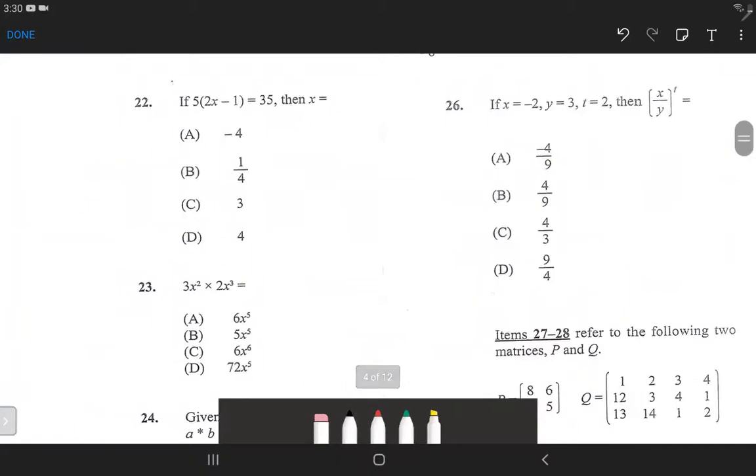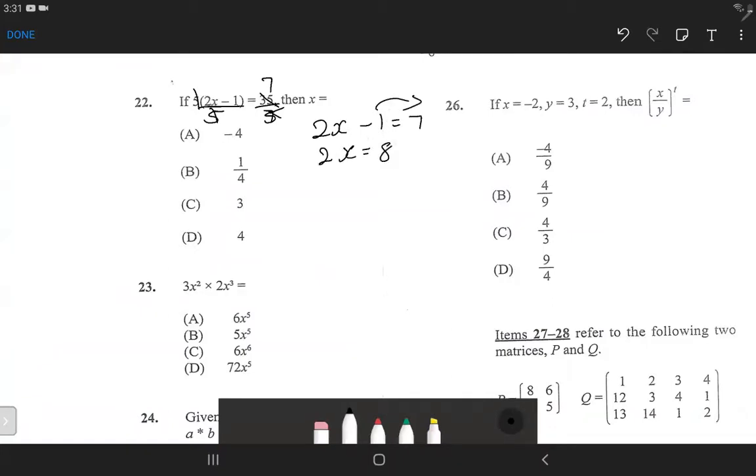Number 22. Now I could start by dividing by 5 on both sides, so that will cancel down to 5, and that will cancel down to 7. So 2x minus 1 equals 7. Well, if I add 1 to both sides, I have 2x equals 8. Divide by 2. x is equal to 4. That's this one here.